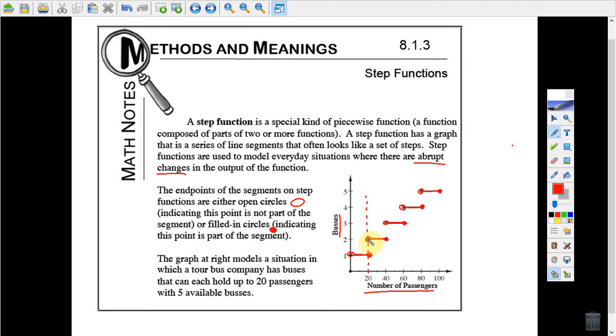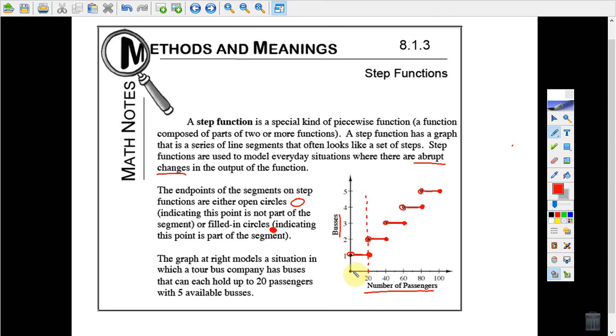If both of these were closed, then we would have two values for 20. We would have one bus and two buses. Right now, the open circle tells us that this is not a value for 20 and that 1 is the value for 20. So again, let's look at this graph. This says that if there are 0 passengers, we will need 0 buses. There should probably be a closed circle right there at the bottom, because if you have no passengers, then you don't need any buses. But as soon as you have 1 passenger, you're going to need a bus.